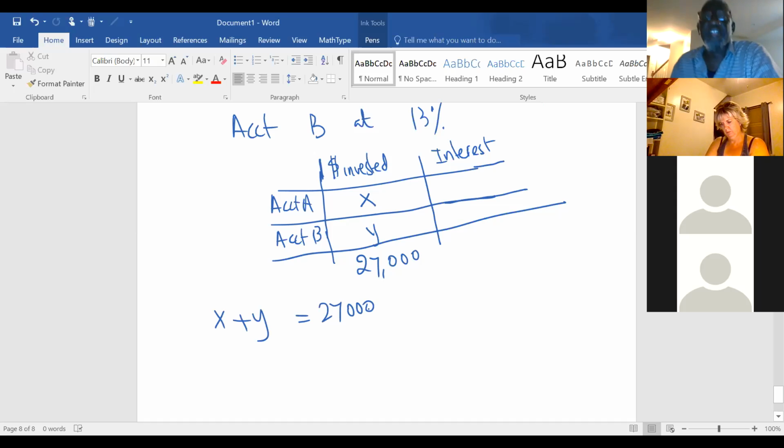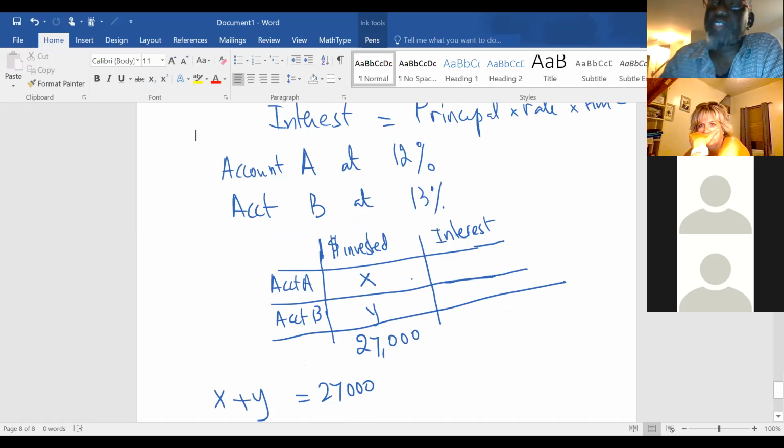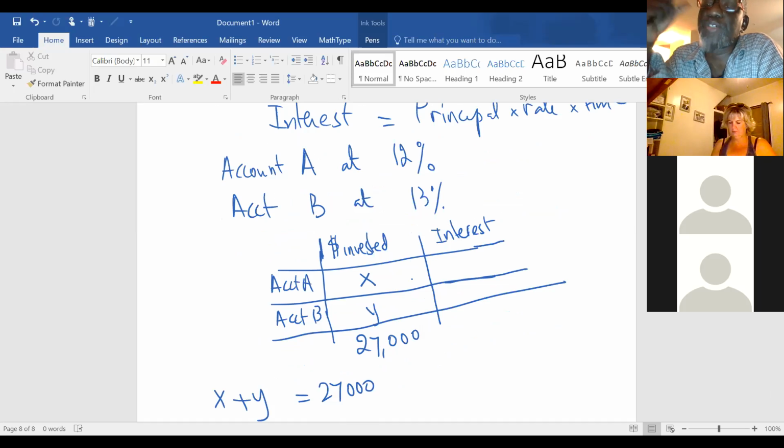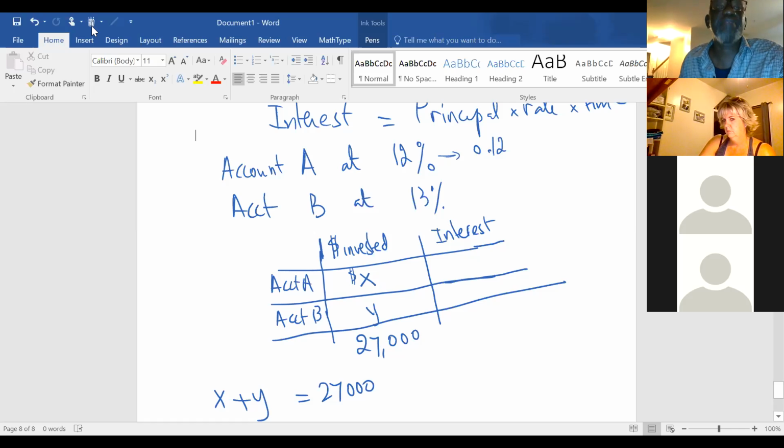Okay, now comes the hardest part. The first account is at 12%, which means each dollar will produce 12% after 1 year. 12% is 0.12. Every time you want to get the interest, you multiply the amount invested by the rate. How much was invested in account A? X dollars. So the interest is 0.12 times X. Everybody agree with that?